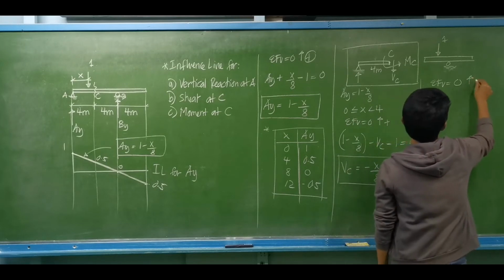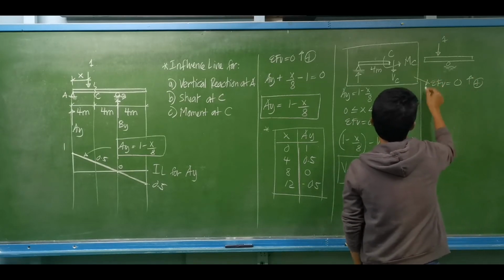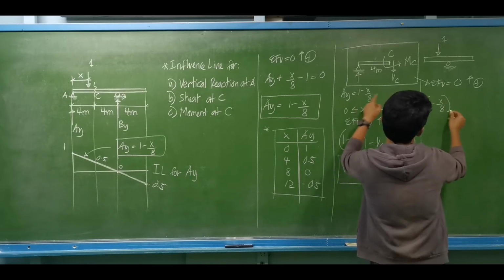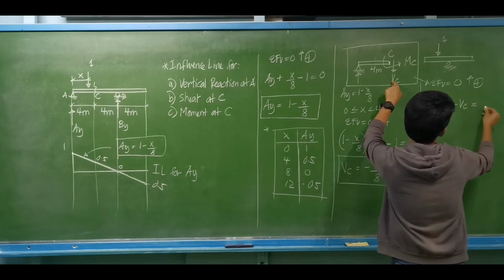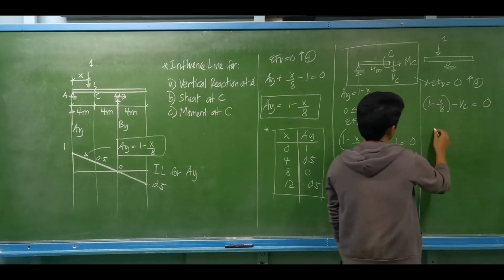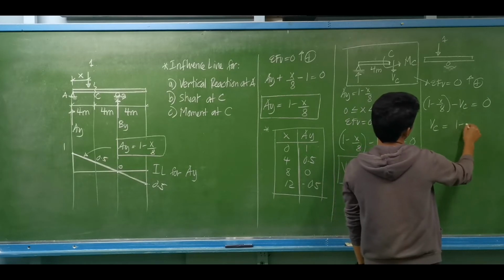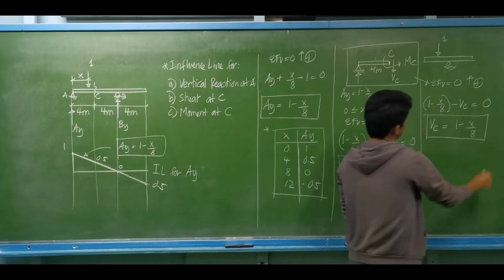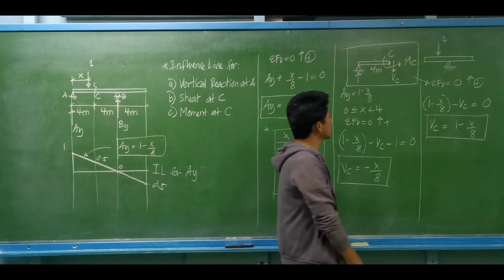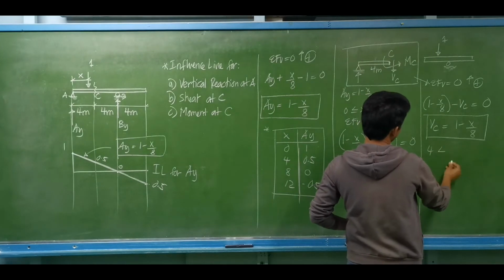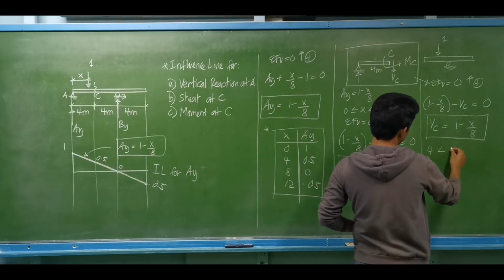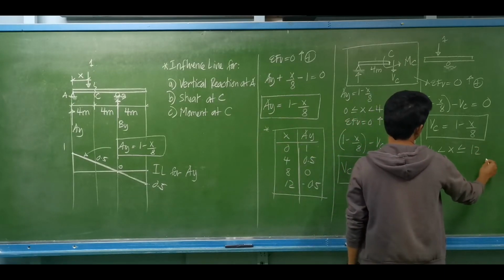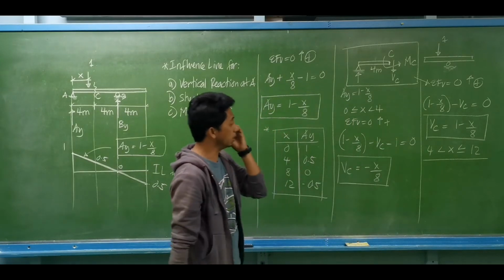We have by summation of forces vertical equal to 0, considering this section, and we have upward forces to be positive. So what is the upward force? That is the vertical reaction at A, 1 minus x over 8, minus the shear at C, is now equal to 0. So we'll be having the shear at C is the same as 1 minus x over 8. So what is the boundary of this shear equation for C? That is 4 less than x, less than or equal to 12 meters. So that will be our boundary equation.